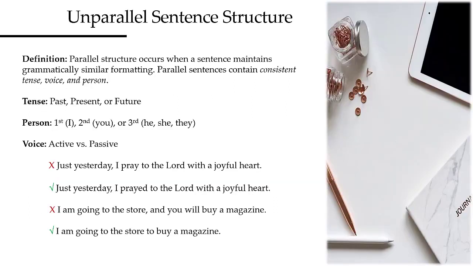Another way that sentences can disagree with themselves is through unparallel sentence structure. The definition of parallel sentence structure is that parallel structure occurs when a sentence maintains grammatically similar formatting. Parallel sentences contain consistent tense, voice, and person. So tense refers to past, present, or future. Person again refers to the first person of I, second person would be you, or third person he, she, or they. And then voice is active versus passive.